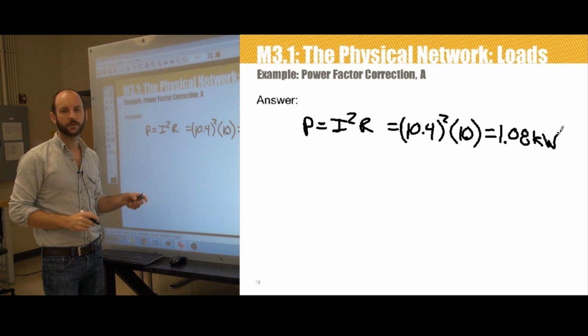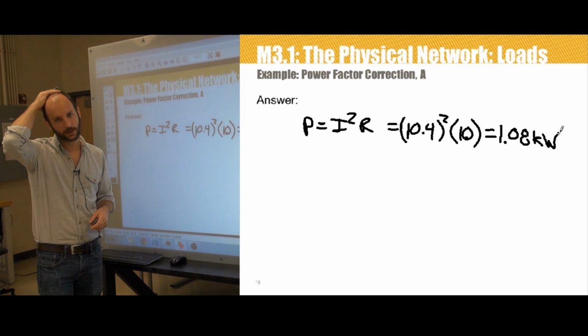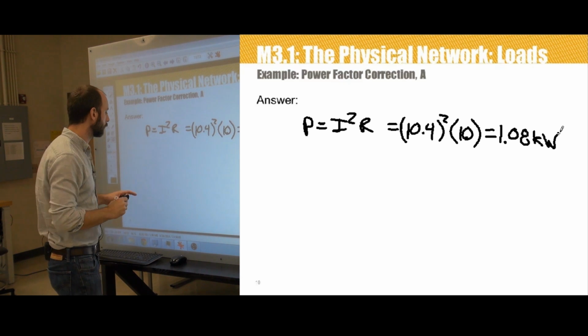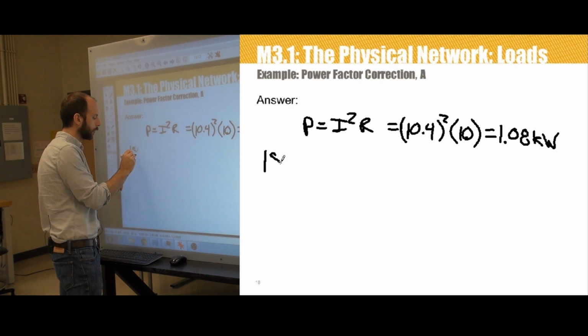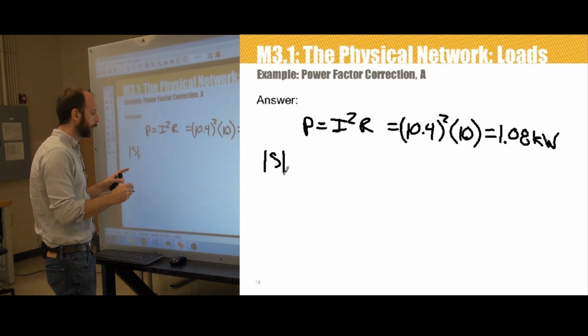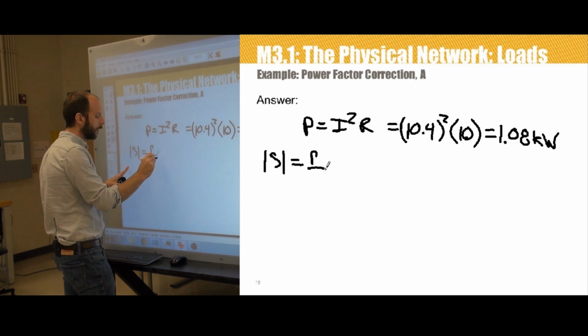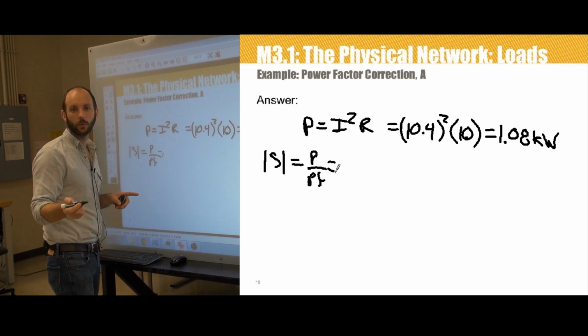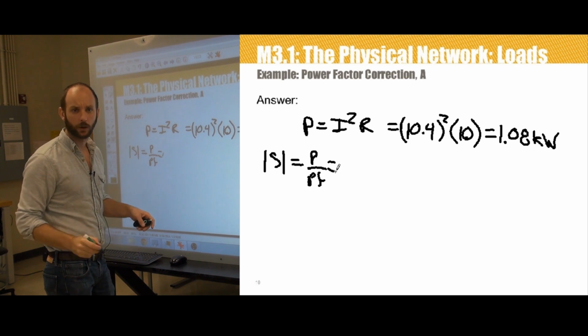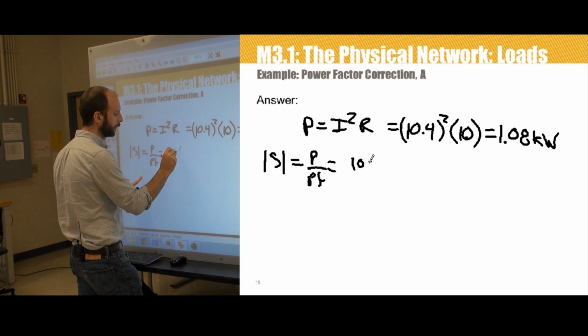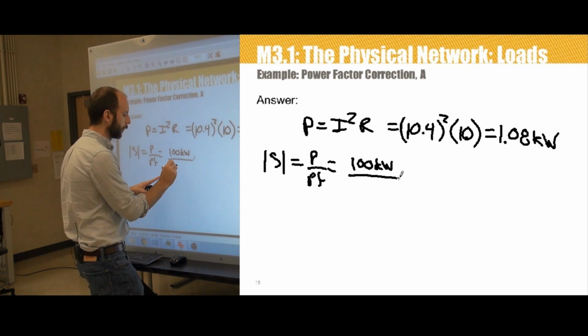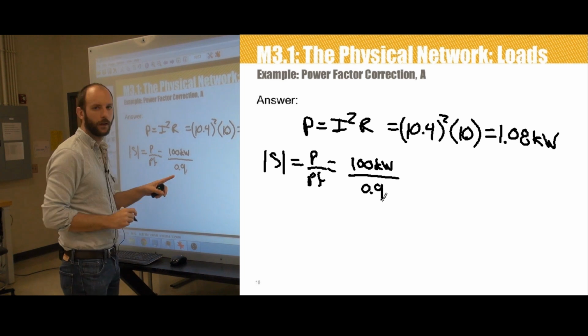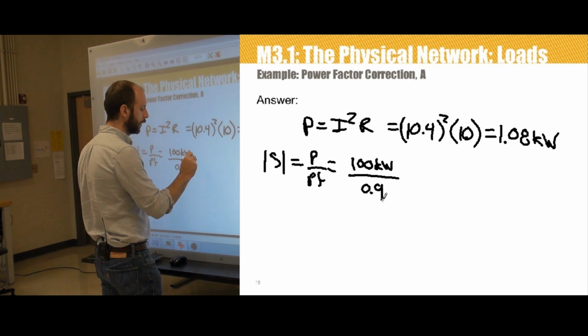All right, so what happens if we go ahead and change that power factor to 0.9? Well, we just got to rerun some of the math. I'm going to go through it a little bit quicker. The magnitude of the apparent power is equal to P over the power factor. We don't want to change our real power consumption. It's 100 kilowatts over 0.9. That gives us 111 kVA.